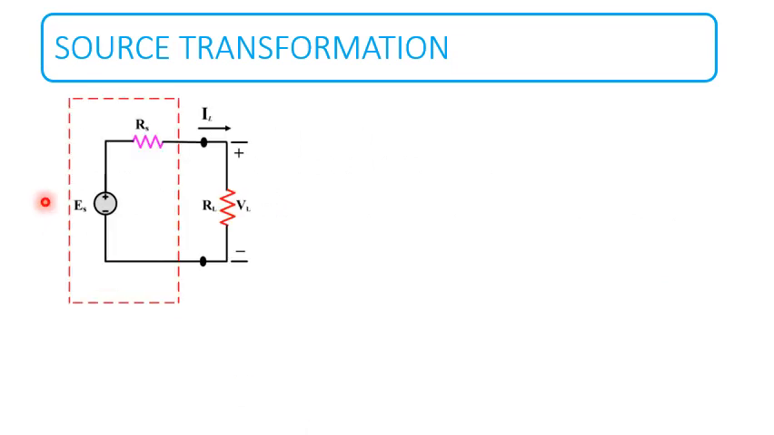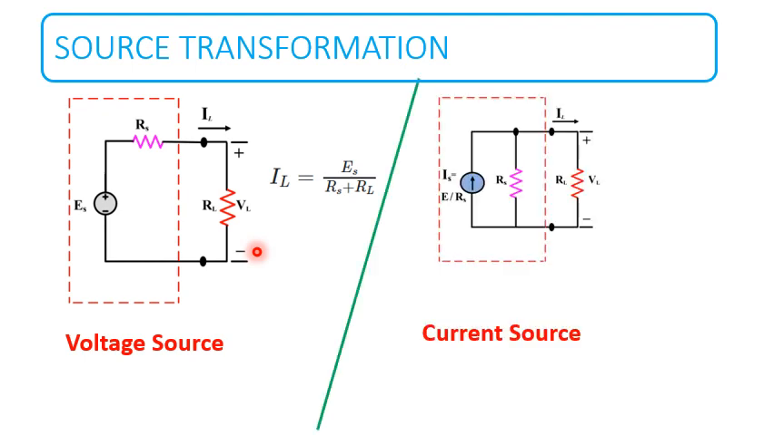Here we have a voltage source ES in series with a resistance RS. A load resistor RL is connected like this, and from this diagram we can write the current through the load resistor as ES divided by RS plus RL. And this is a current source in parallel with the resistor RS and the load resistor RL, and from this diagram we can write the current through the load resistor as IS into RS divided by RS plus RL.